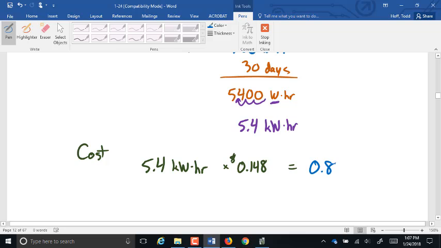Basically 80 cents a month to operate that light bulb for 3 hours a day. Electric wise, what do you guys think are the most expensive appliances or items in your house to operate? Washer, dryer is actually the most expensive usually. Unless you have electric heat, that can be pretty expensive as well.